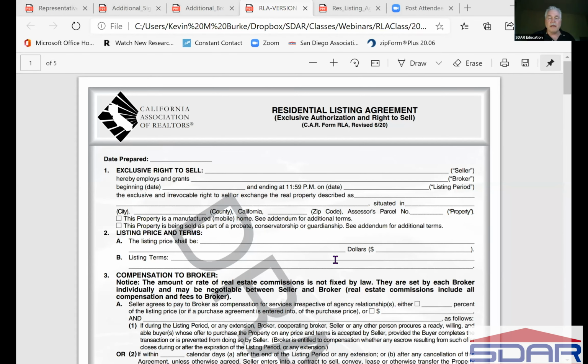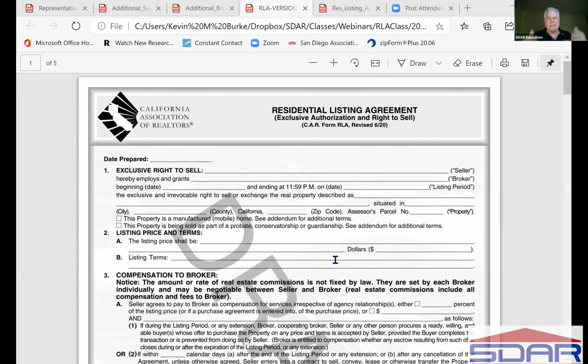Not a bad problem to have, but if I listed a property a week ago, should I add an addendum including changes? The answer to that is that if you currently have a listing, we don't want to mess with what you're doing. So don't go changing, as we say.